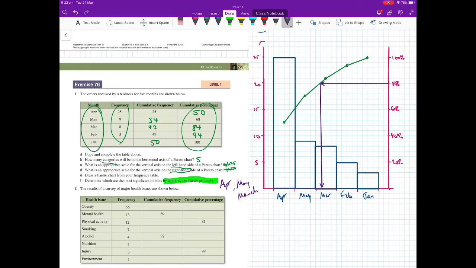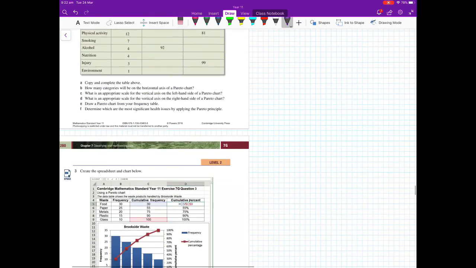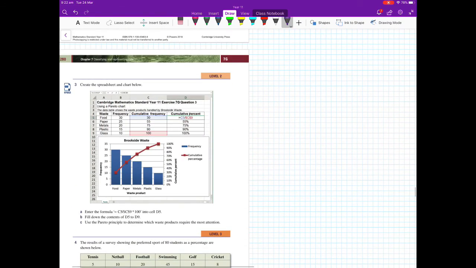Doing the same things for 2, 3, and 4. 3, of course, is going onto an Excel spreadsheet. I will post a video on the Excel spreadsheets a little bit later.